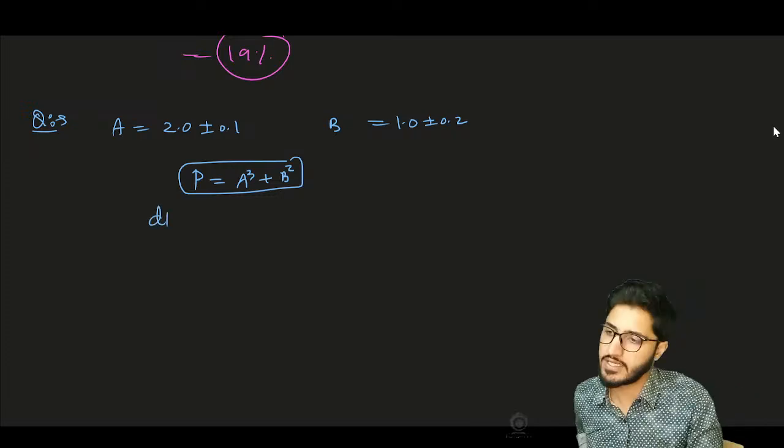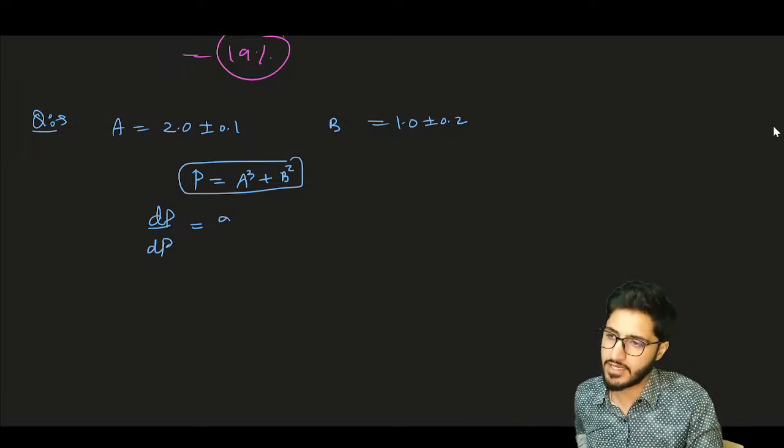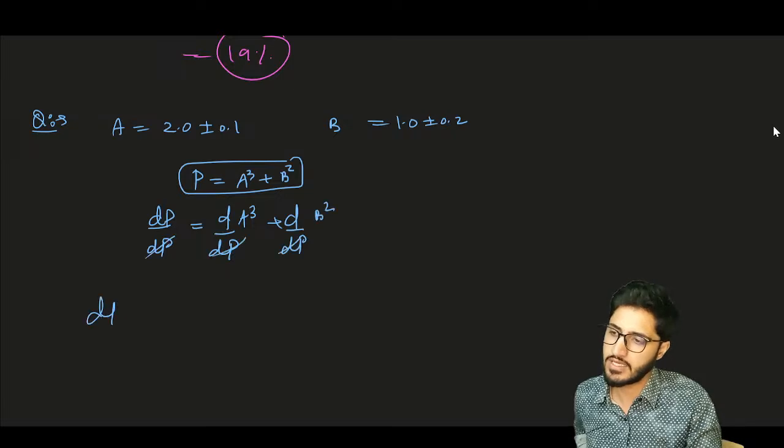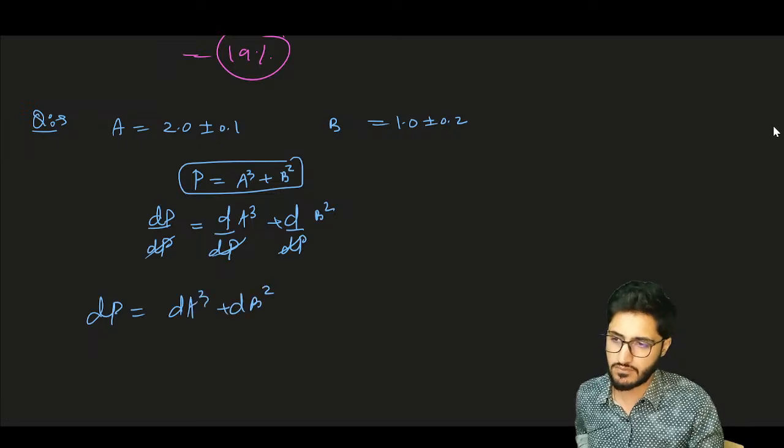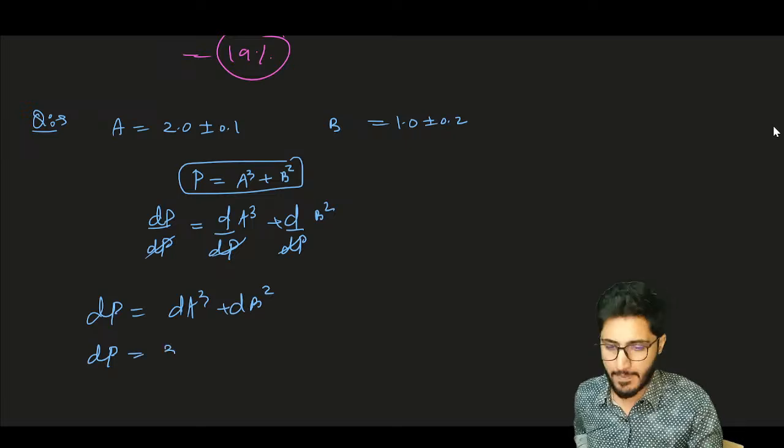So I can get the differentiation of A cube and the differentiation of B square. So I can write dP equals to d(A cube) plus d(B square). So I can write it as 3 A square dA plus 2B dB.